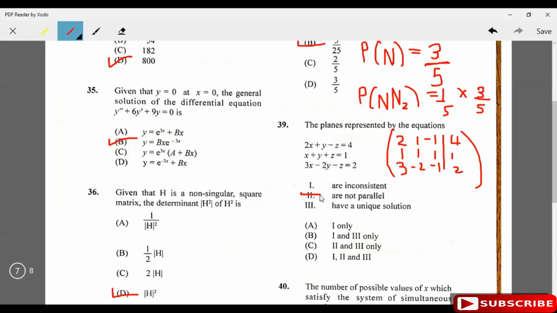Think about lines, right? The only way we can have two things being parallel is if one line is a multiple of the other. But none of them are multiples of each other. So clearly it's not parallel. So now we need to find out if the system is inconsistent or whether it has a unique solution, because we know both of them cannot be true.